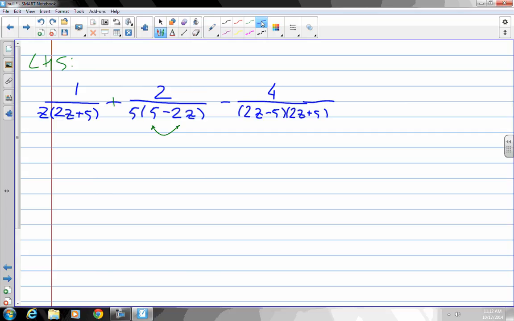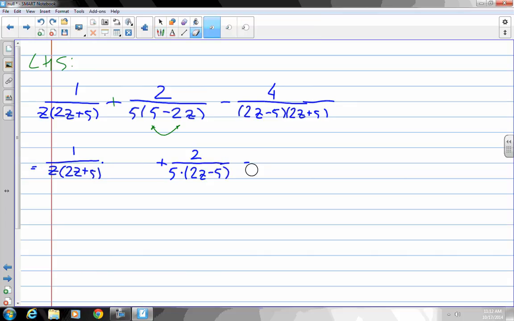Let me copy it over, show you what we have now. It's 1 over z times 2z plus 5. I'm going to leave a little gap, so I'm going to be multiplying by the missing parts. Now it's plus 2 over 5 times 2z minus 5. And then I'm going to leave a little gap again. And then it's minus 4 over 2z minus 5, 2z plus 5. Okay.